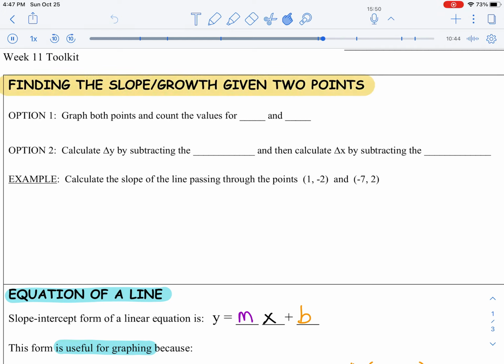Now, we've done this a couple different ways in the past. And the first way is the one that we're probably the most used to. And that is I graph both points. And I count my values for what I want the change in y and the change in x to equal, based on the points that I find on my graph. And what this looks like to most of us is looking at a y-axis and an x-axis.